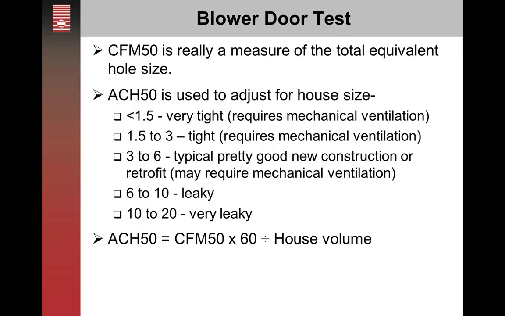These are very leaky houses and will need activities around air sealing to really bring this house back into a more comfortable environment and something that is going to be more energy efficient. And the simple formula for air changes per hour at 50 is taking the CFM 50 from our blower door value, multiplying that by 60, so that now gives us cubic feet per hour at 50, and divide by the house volume.